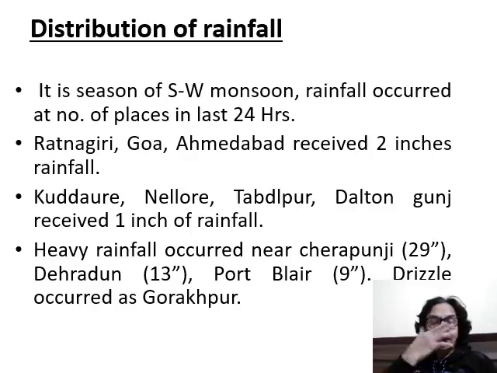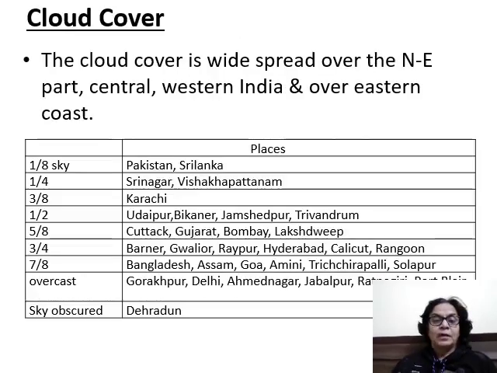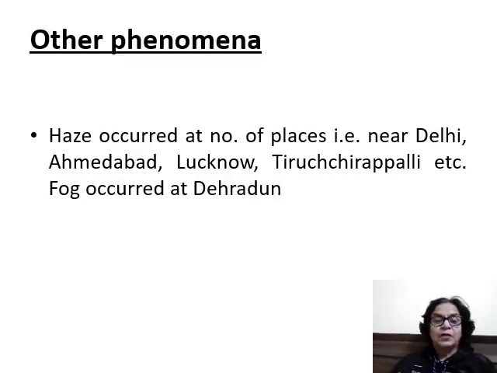Now, rainfall has occurred at several places, so we can see that a certain amount of rainfall has been recorded in different parts of the country. Now, the cloud cover is fairly high due to the effect of the monsoon winds, and we can see overcast conditions at several places, slightly less than overcast, that is 7/8 also at many places, and there are no clear skies which are recorded on this day due to a certain amount of rainfall all over the country. Now, haze has occurred in some places near Delhi, and fog has occurred in Dehradun, which are the local phenomena which have been recorded at weather stations.